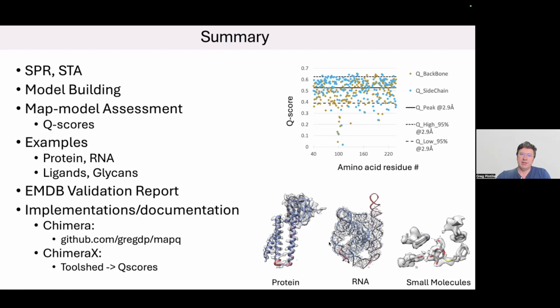If the map is not resolved, there's not much you can do, but we can use the Q-score as a confidence level. If the Q-score is low, it might be better to be more cautious in the interpretation of the map and model. So that's it. Hopefully that was interesting, and I'm open to questions if there are any.